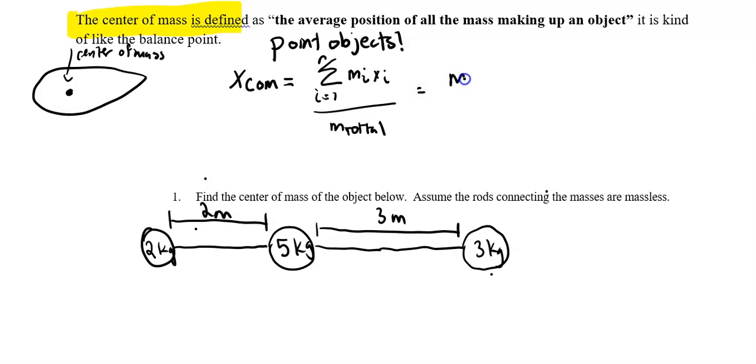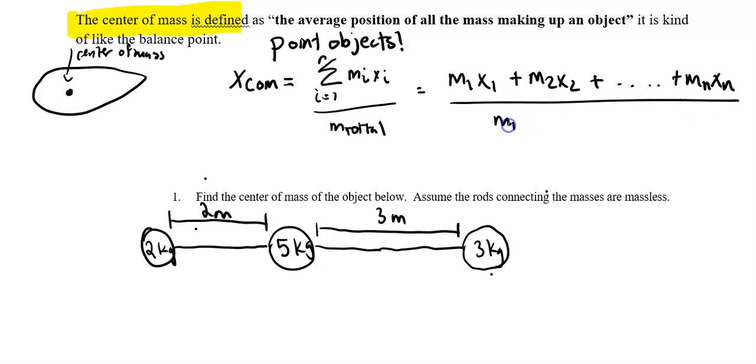So that's m1 x1 plus m2 x2 plus dot dot dot until however many particles you have. And with these point particles, we're saying they are at some location in space. They have weight, but they essentially don't have a size that they take up.